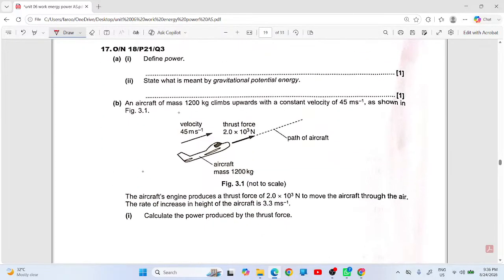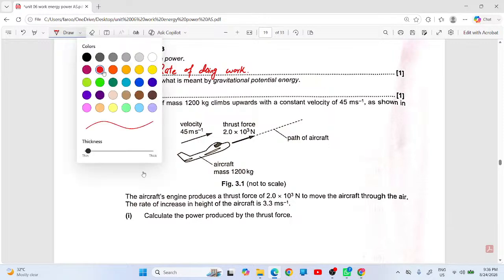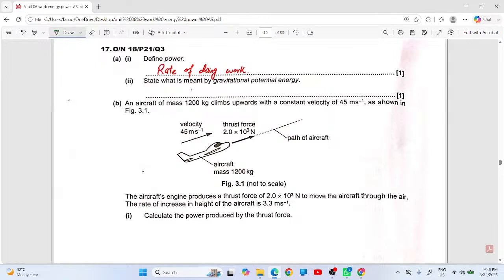Next is define power. Power is work done per unit time, the rate of doing work. Next is state what is meant by the gravitational potential energy. You have to state the definition, not mg.